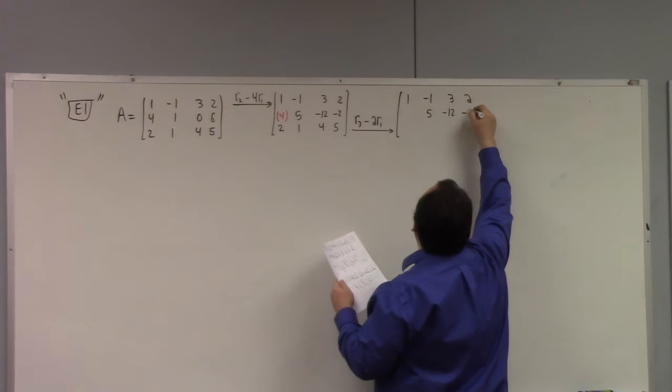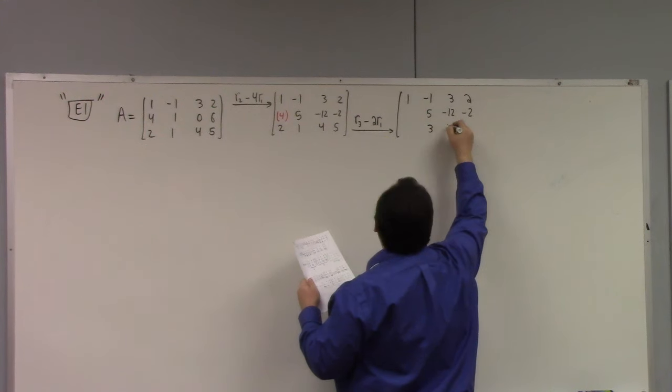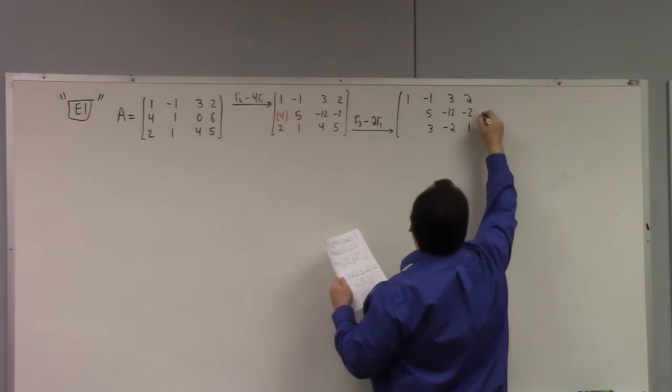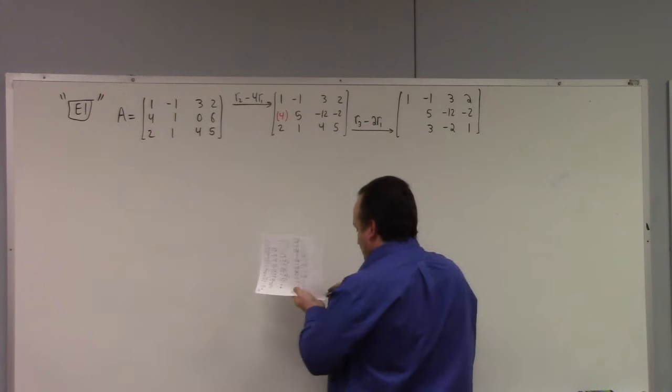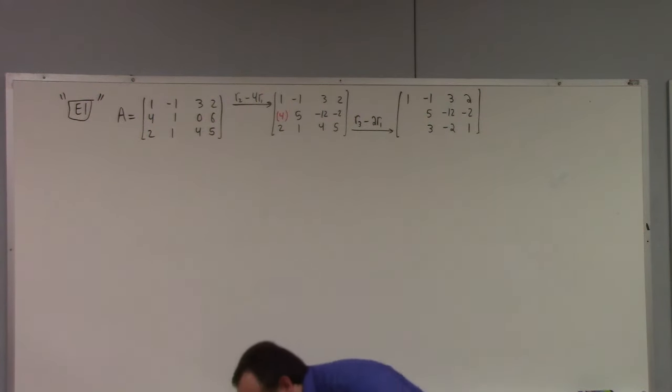Anyway, I digress. All right, so R3 minus 2, R1. I'll keep with my color coding here. Aw, man. So if I put a 4 before, what do I put now?